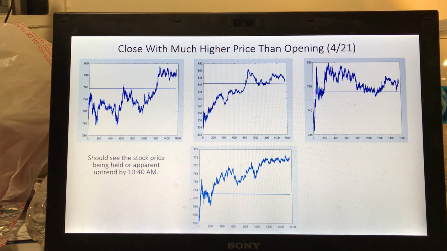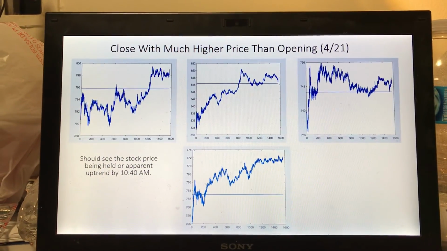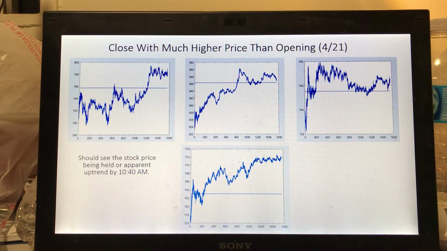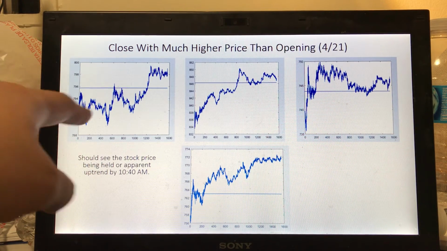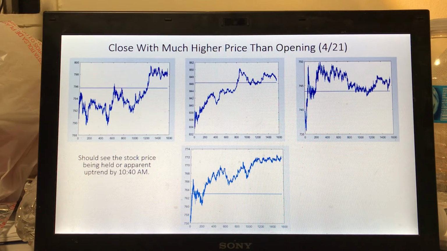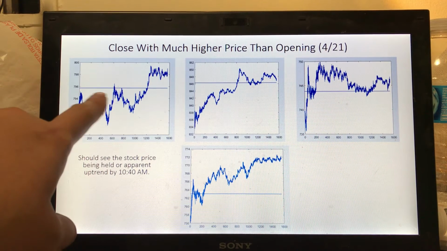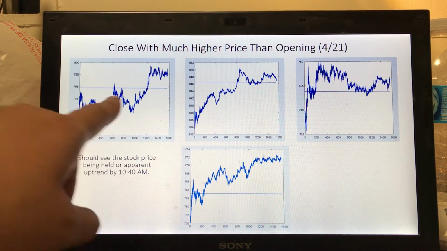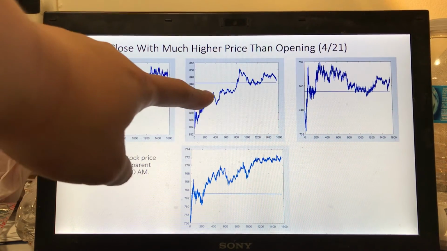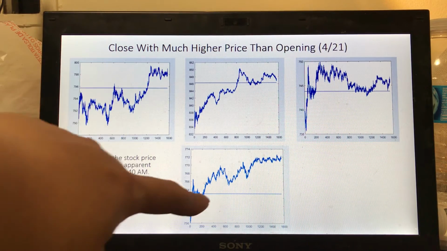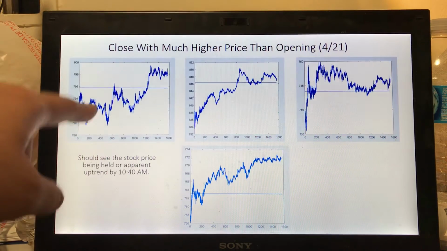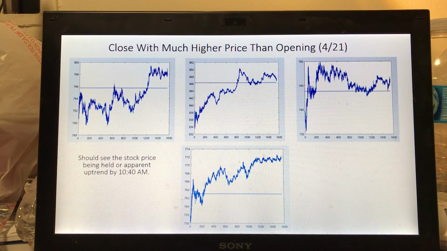We can see that only 4 out of the 21 cases, the stock closes with a much higher price than the opening price, and we can see that among these four trends, even though the trend as the market opens is not very apparent, we should be able to see the stock price being held to a specific level, being bounded to a range, or we should see an apparent uptrend by about 10:40 a.m. We can see that the stock is apparently raised to a much higher level by 10:40 a.m.